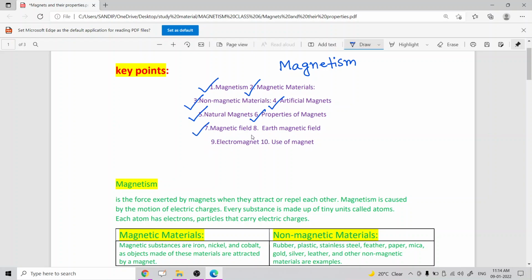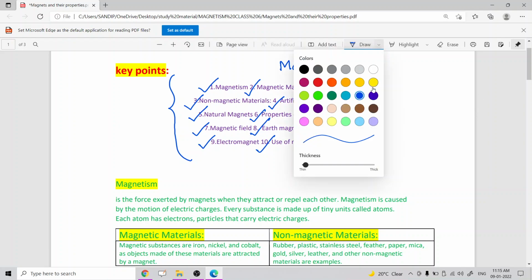And earth has a magnetic field, or we can say earth is a big magnet. So we have to discuss earth's magnetic field and electromagnet also, how we can create or make an electromagnet, and some uses of magnets. So these are the key points we have to know.